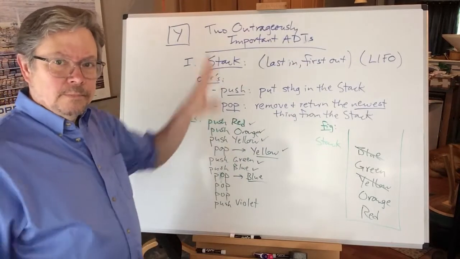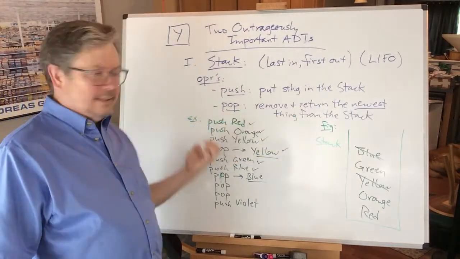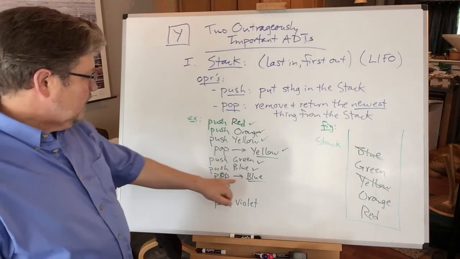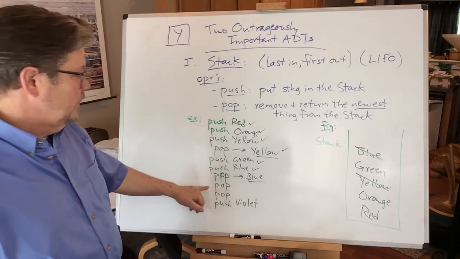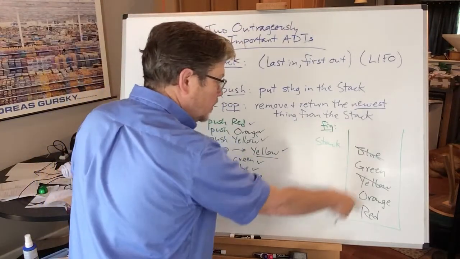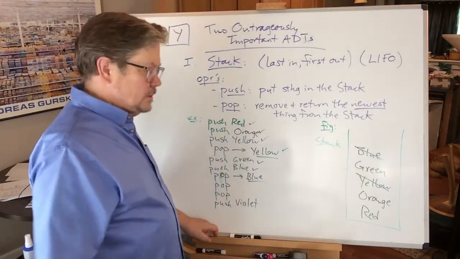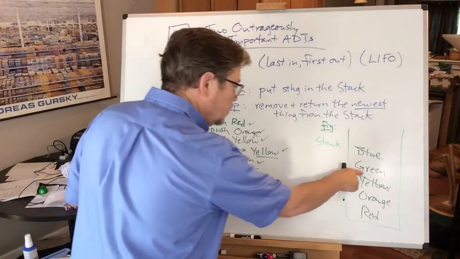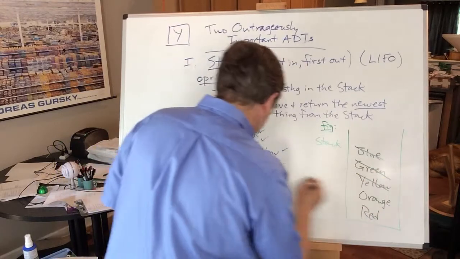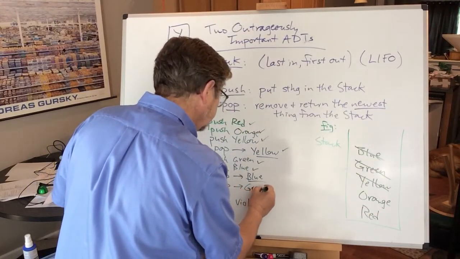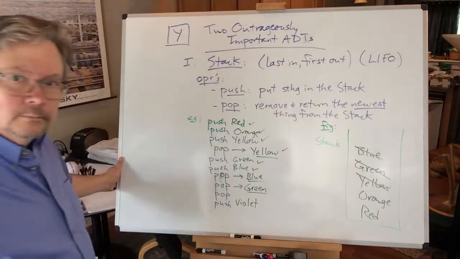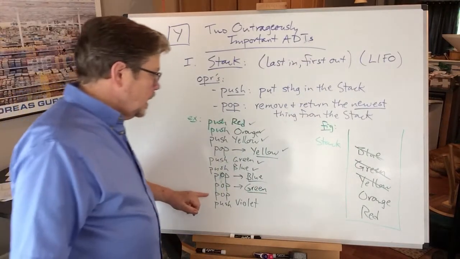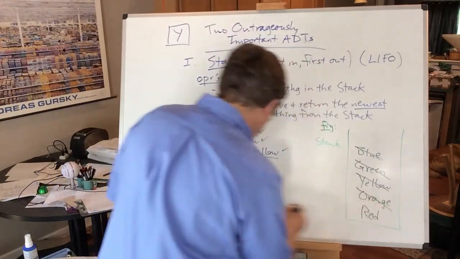Two pieces. Pop it, takes it out of the stack, and sends it back to whoever called the pop operation. So pop got back blue. Here's another pop. We're only paying attention to the things that are not crossed out. So when I do pop here, it's going to get green and send that back to me. So green is now out of the stack. They're coming out in reverse order from when they were pushed in. Pop, that gets orange.